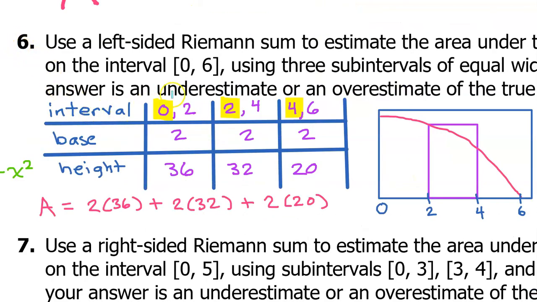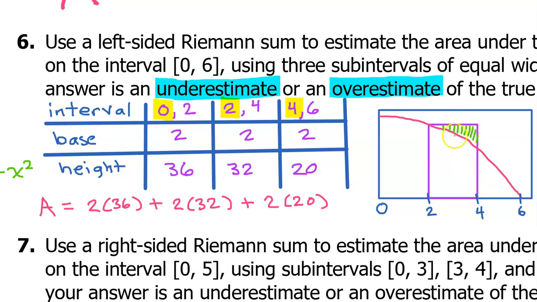Before we move on, we are supposed to decide if this Riemann sum is an underestimate or an overestimate. We can use the middle interval as an example. We can see that this will be an overestimate because we have captured this part of the area which is not actually underneath the curve. So we have too much area here.